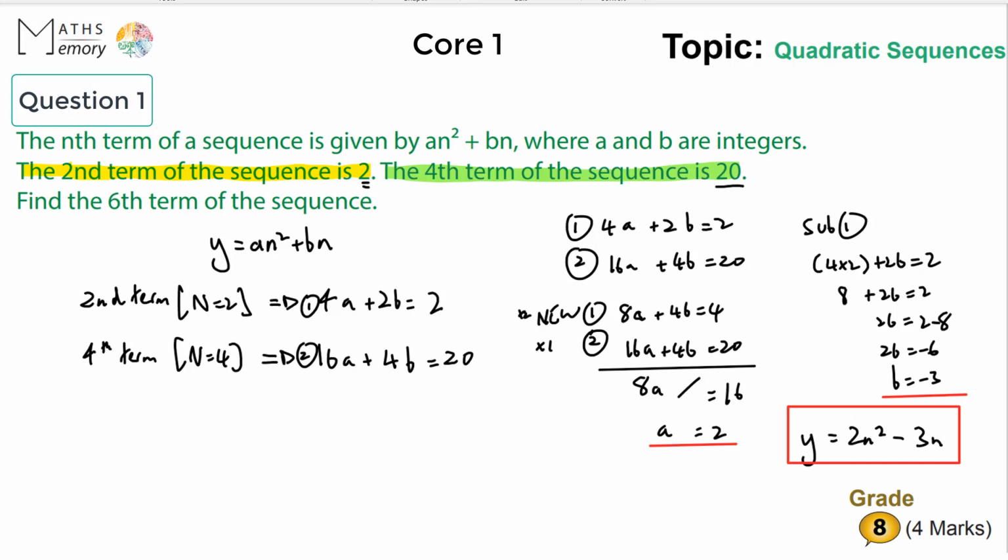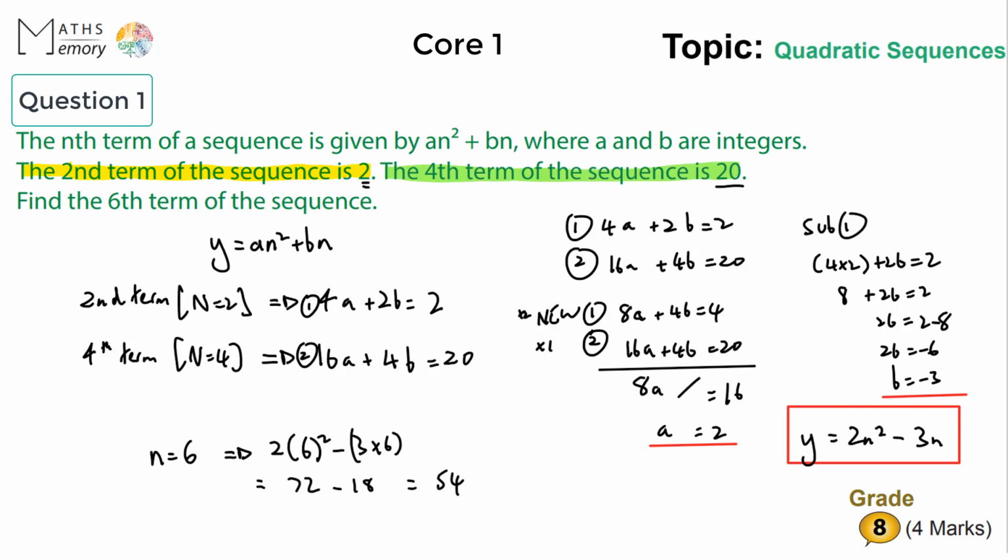Now if n is 6, it's going to be 2 times 6 squared, take away 3 times 6. Do a bit of maths, indices first. 6 squared is 36, let's double that. 72, take away 18, answer is 54. So that is the final answer for this in two parts already.